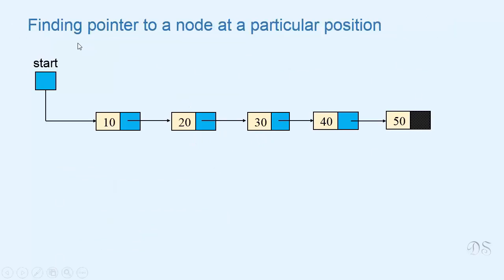Now let's see how we can find pointer to a node at a particular position. These are the positions of nodes in this list. Suppose we are given a value k and we have to find pointer to a node that is at kth position. So if k is 3, we have to find pointer to this node.